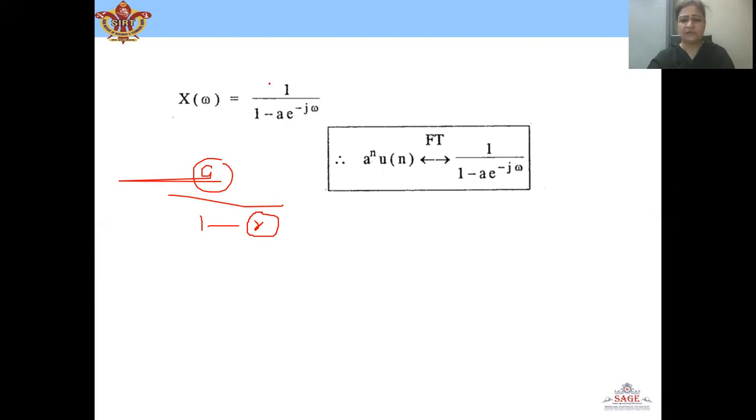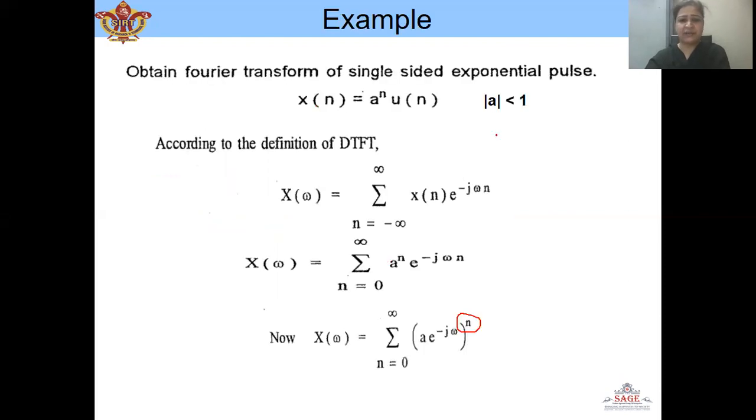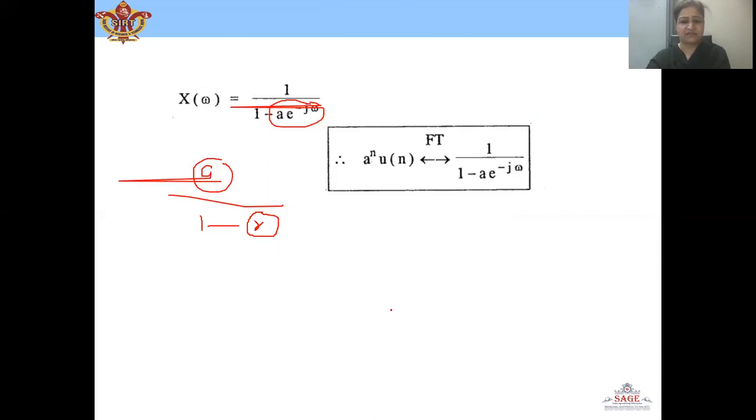So this will be the Fourier transform, provided the magnitude of this common ratio is less than 1. Now we can see that this common ratio has magnitude |a|, and I have already mentioned that the magnitude of a is less than 1. That means the condition for the infinite GP is satisfied. So this will be the Fourier transform of a to the power n u[n].